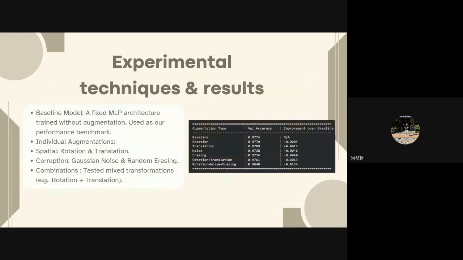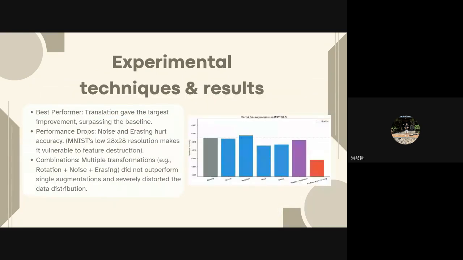Next page. Class imbalance. And this test shows our experimental results. The bar chart compares different augmentation methods against our augmented baseline, represented by the dashed line. First, the transformation is the best performance.